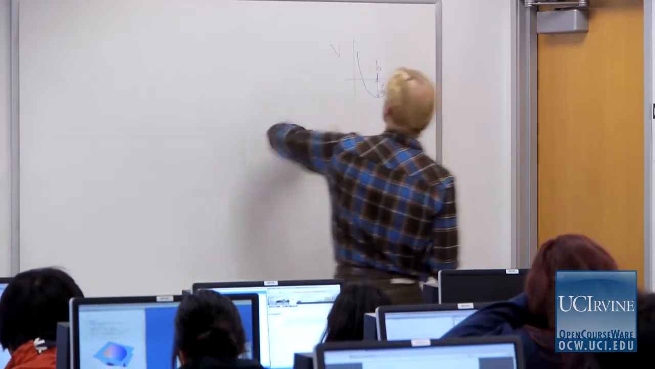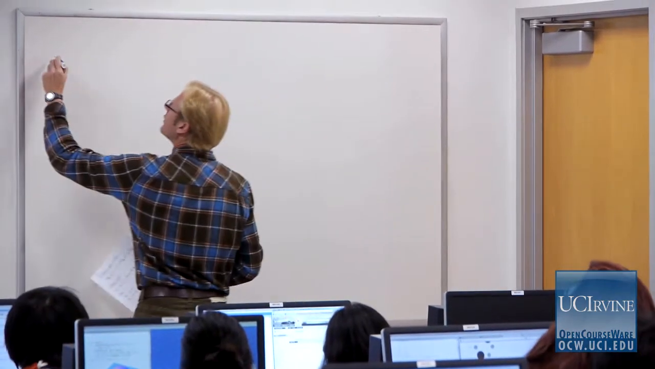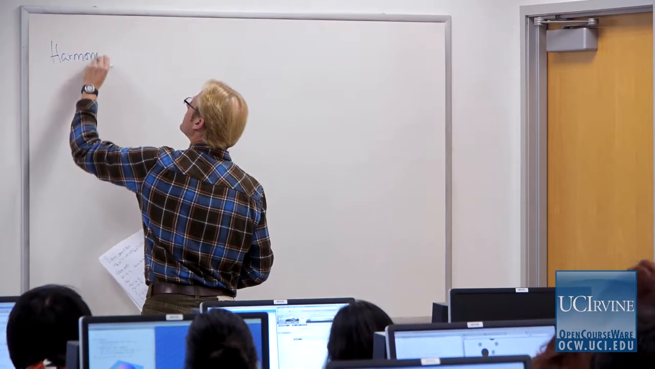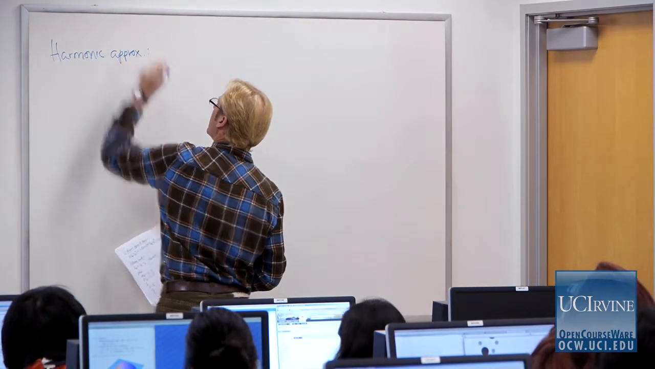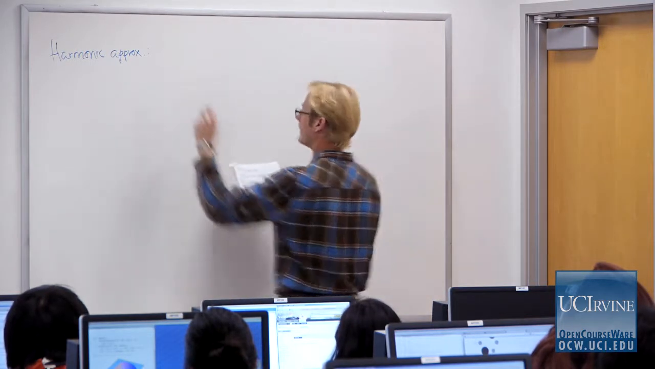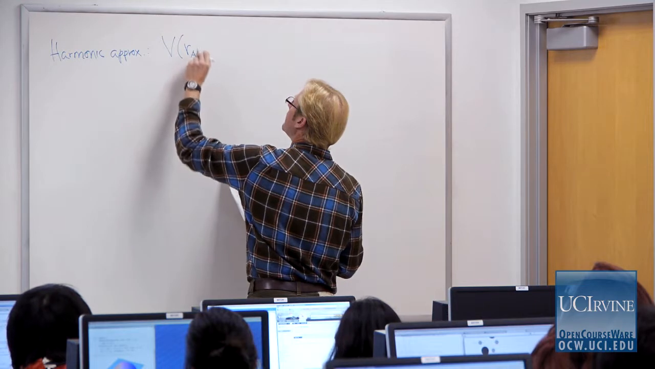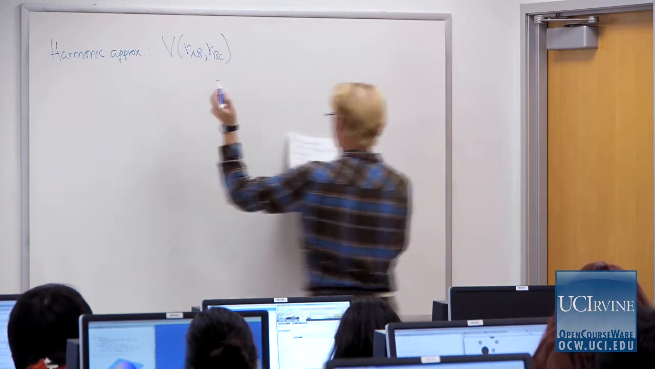Okay, so first thing I'll do is I'll just write down what we just did. What we just did was generate our harmonic approximation to the Morse in terms of the distances between the atoms. So essentially what we said was we have now an approximate potential that looks like this.